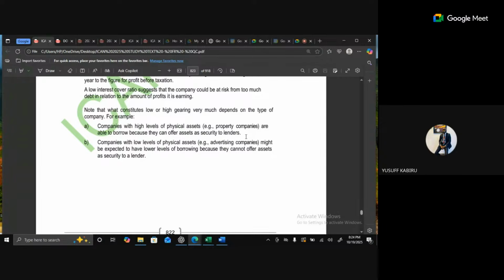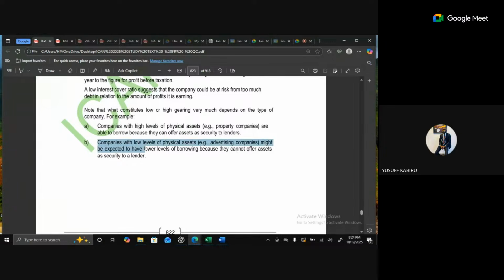So what they are saying is companies that have more assets, because you have a lot of assets and you can use those assets as collateral, regardless of whether you are highly geared or not, you have those things that you can use as collateral to get more funds. You would still be able to access more funds. So that is just what they are saying.